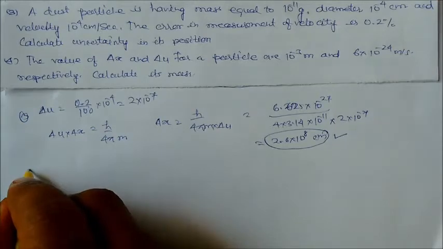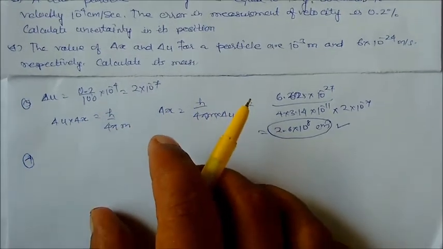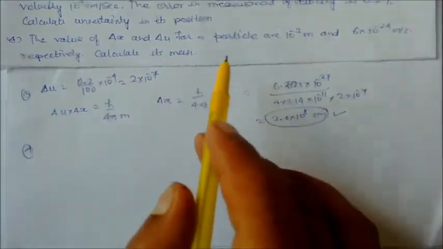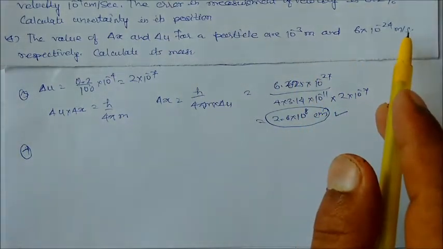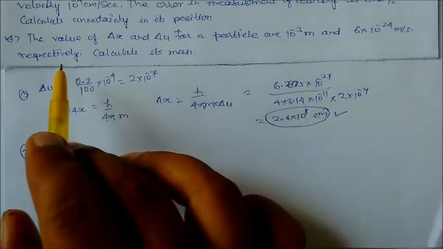So this is the third question. Now see the fourth question. The values of delta x and delta u for a particle are 10 power minus 3 meter and 6 into 10 power minus 24 meter per second respectively.